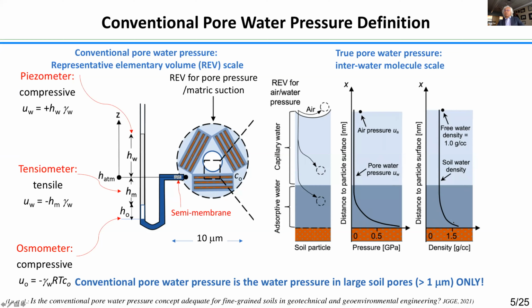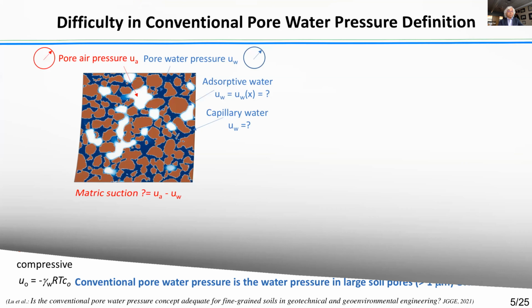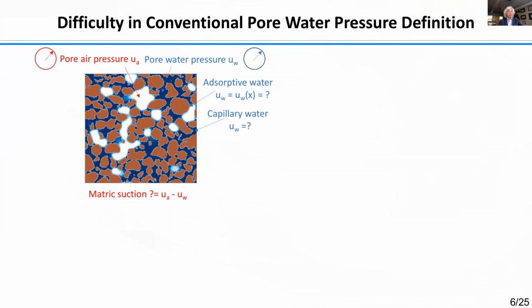And consequently, you will see that the water density actually changes from unity. Under the tensile conditions, it's slightly less than that, and it goes to very high, 1.6, 1.7, that magnitude, because of the ability of absorption. So here we are, the difficulty is that we use the conventional method to probe the pore air pressure, to probe the pore water pressure, what we call actually the capillary pressure.